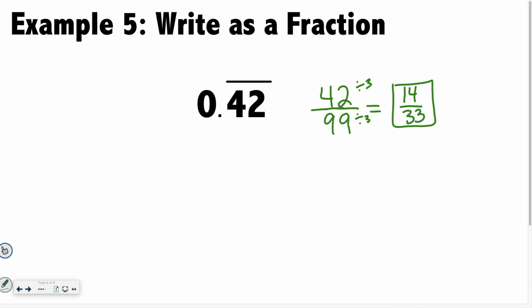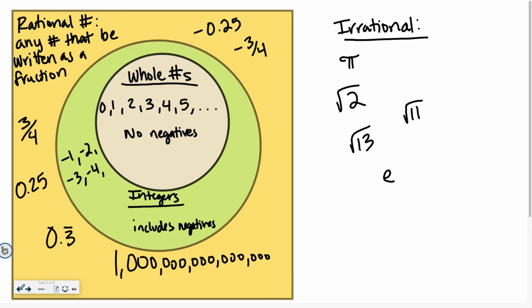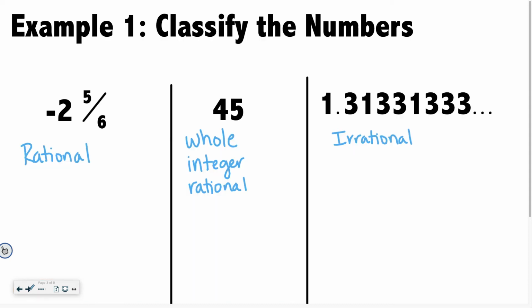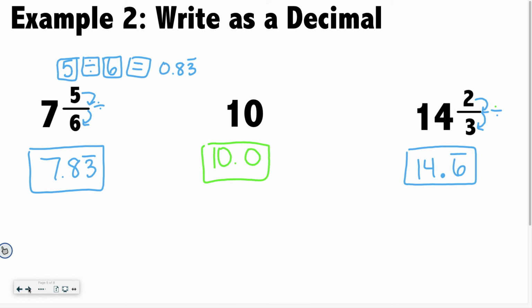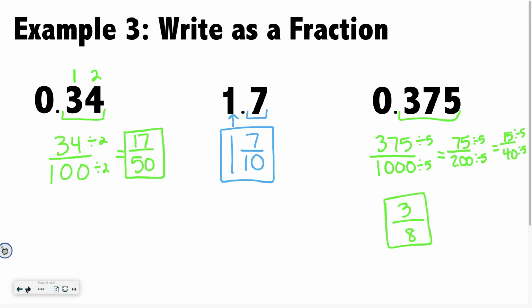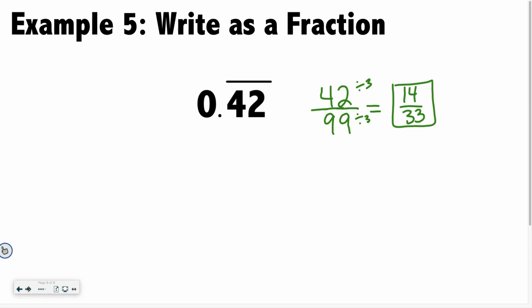Okay. And that is everything that I have for you in this lesson. I know that was a lot of vocab and a lot of me talking, but hopefully if you use your little picture, the graph, to help you name all of the different numbers, that should help. And then practicing converting between fractions and decimals. And then we just talked about some repeating fractions. So hopefully that isn't so bad.